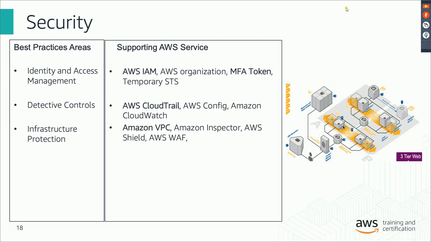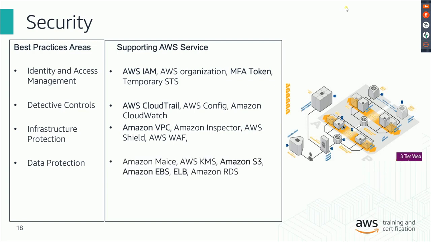Put the right kind of guardrails in place in terms of Inspector, Shield, and WAF, which is basically used for layer 7 protection. You come down to data protection. Why we talk about data protection here is two things. Data at rest: you have to encrypt your volumes, very important.